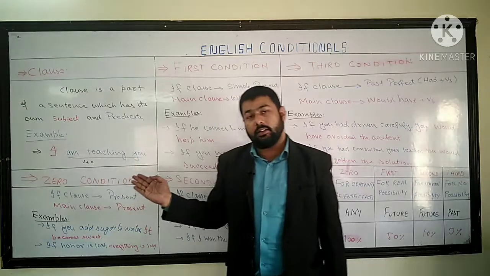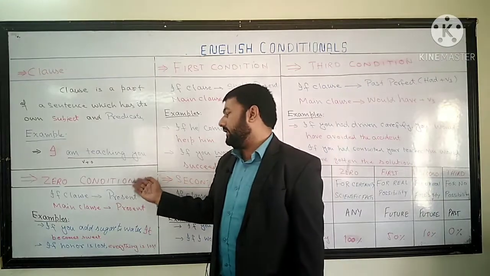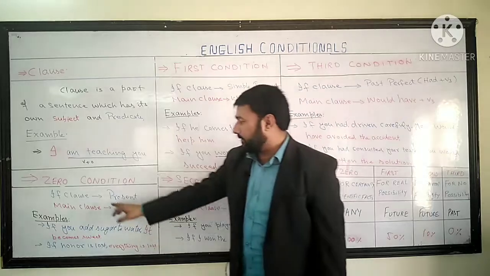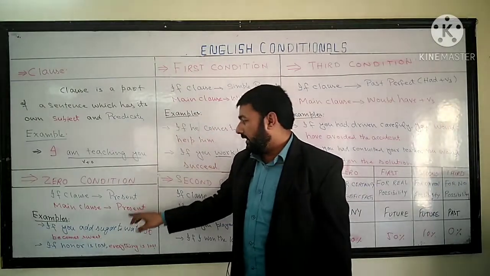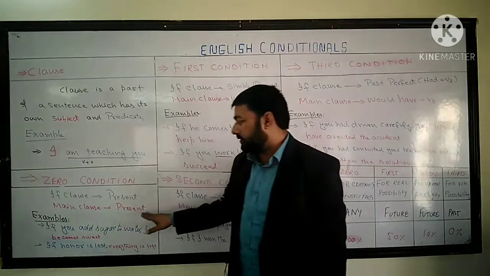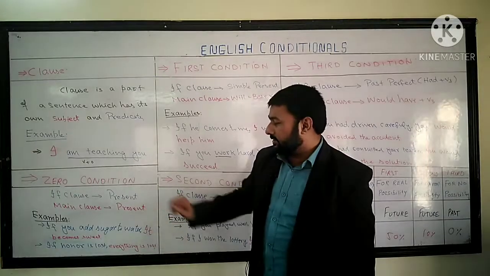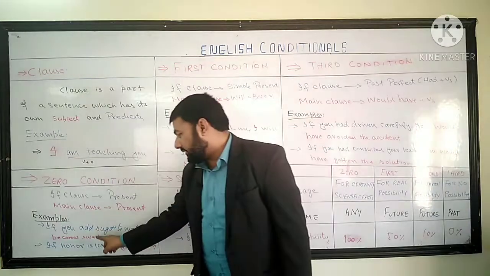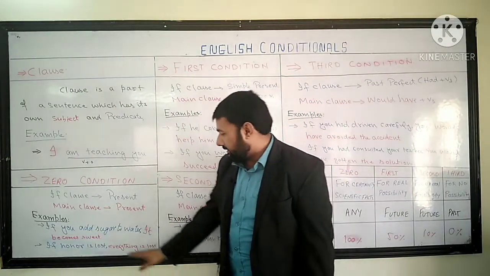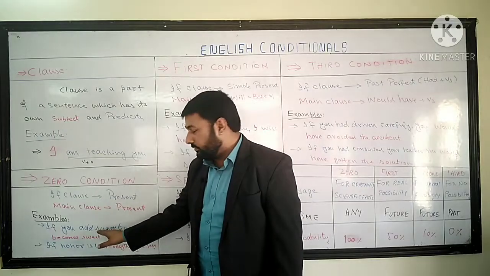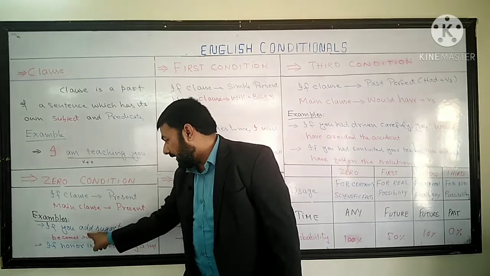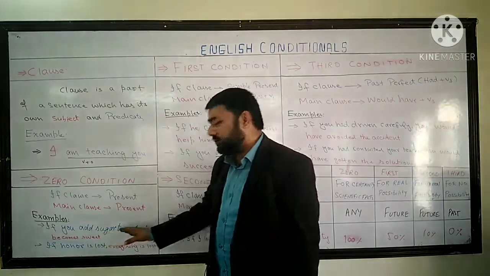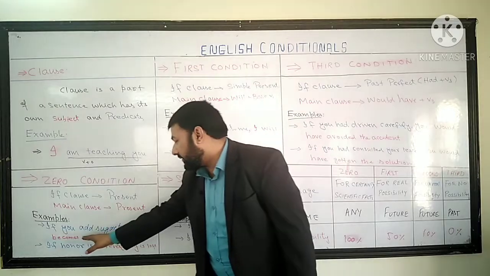So we'll begin our conditionals with first one, which is said to be zero condition. In zero condition, if clause is in present and the main or resultant clause is also in present. Now consider some examples. If you add sugar to water, it becomes sweet. Now in this sentence, if clause written in blue has present tense in it, if you add sugar to water, and the resultant written in red is also in present, it becomes sweet.